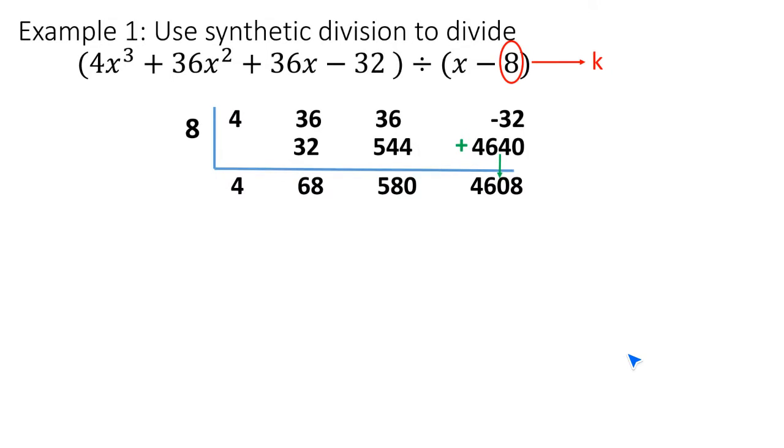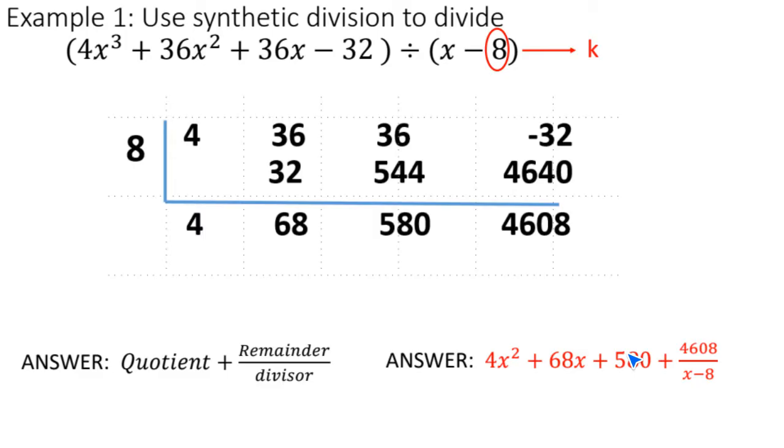So this was my remainder. Again, I started with a cubic function, so the quotient is going to be a quadratic. The answer is going to be 4x squared plus 68x plus 580, and I had a remainder, so plus 4,608 over x minus 8.